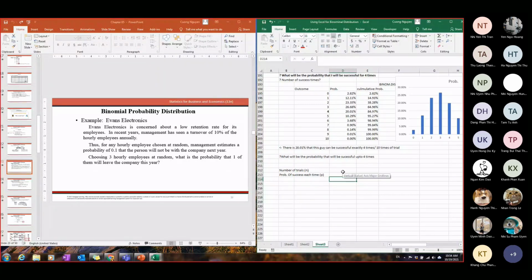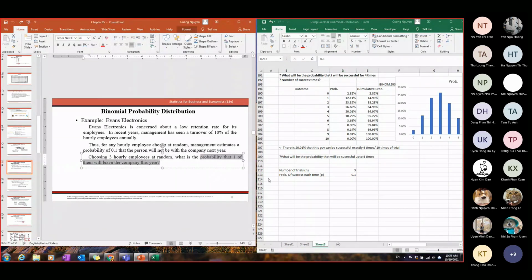Choosing 3 hourly employees at random, what will be the probability that one of them will leave? So the outcome and the probability over here, we can do the same. And of course, when we choose 3, maybe none of them will quit, one of them will quit, or 2 of them will quit, maybe 3 of them will quit, all of them. These will be all the possible outcomes. And the probability they ask about is exactly one person will leave.